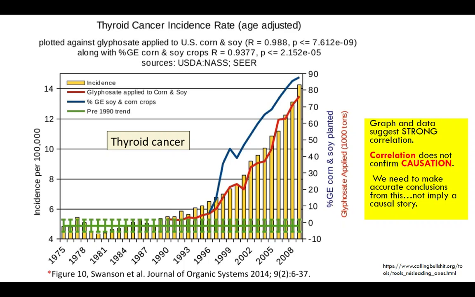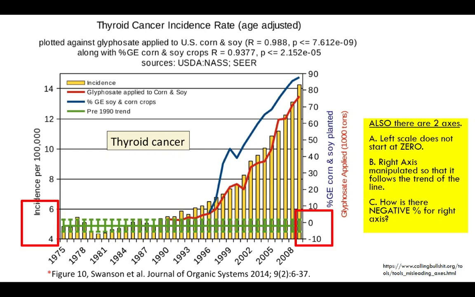Now, this graph clearly suggests that there's a strong correlation. The blue line goes up, the red line goes up, the yellow line goes up, but we need to be very clear. That might be okay, but when we talk about this, we need to not suggest causation, right? Remember, correlation does not confirm causation. So we need to make some accurate conclusions from this, not implying that there's a causal story. And if we're not careful, the reader might infer a causal story that is not there. So we, as the author of this study, have to be very, very clear about what we can and cannot conclude.